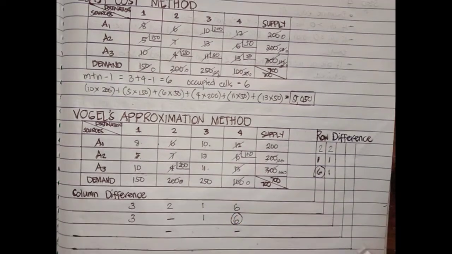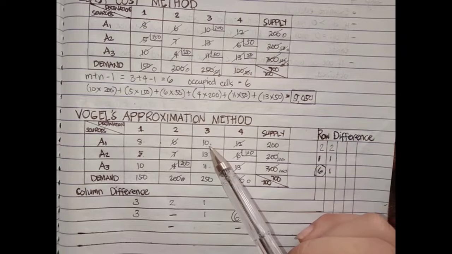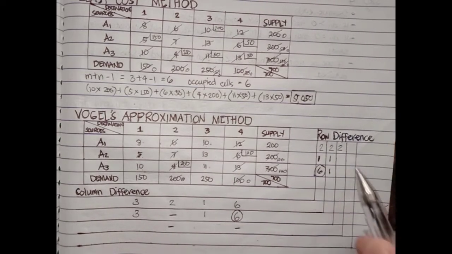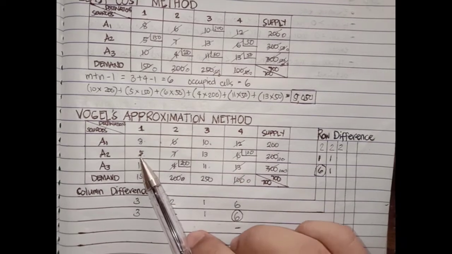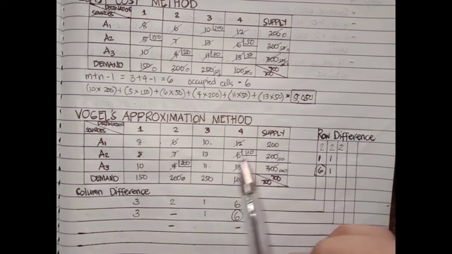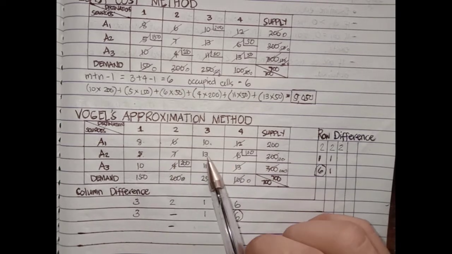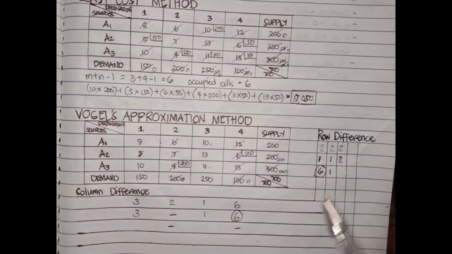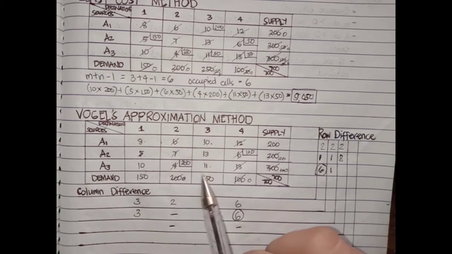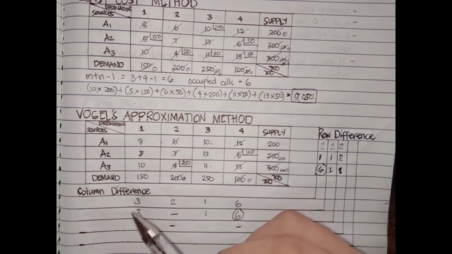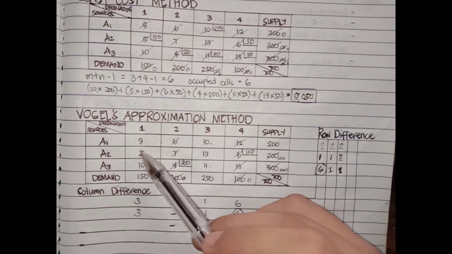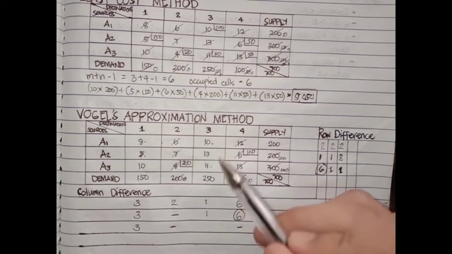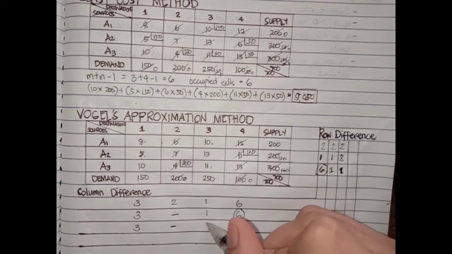Same process: we will find the smallest. It's 8, and then 10 is the second smallest, so the difference is still 2. Next, 5 is the smallest, followed by 13. Since it's already crossed out, the difference is 8. In this row we have 10 and 11, so it's still 1. In this column, we have the smallest value 5, followed by 8, so it's 3. Here we have 10 and 11, so the difference is still 1.